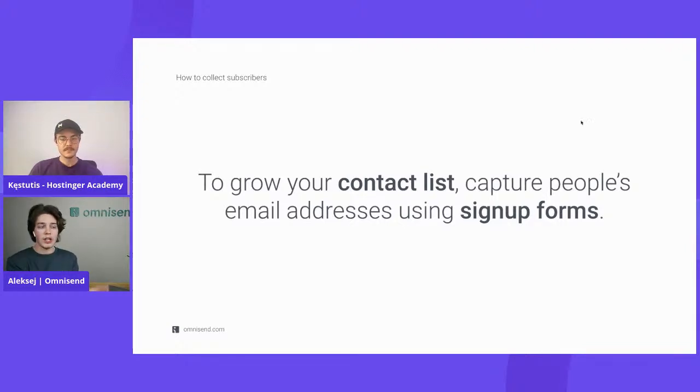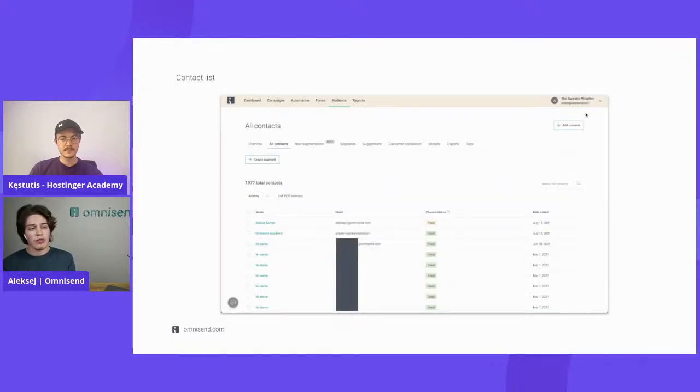And I already talked about this. If we don't have people's email addresses, we cannot market to them. Oh, and once we do get their email address, they will appear inside of our contact list. This is my contact list inside of Omnisend. I have a bunch of contacts here, like 2,000. Now, this is a test store, okay? So I'm not going to boast like I have 2,000 contacts.